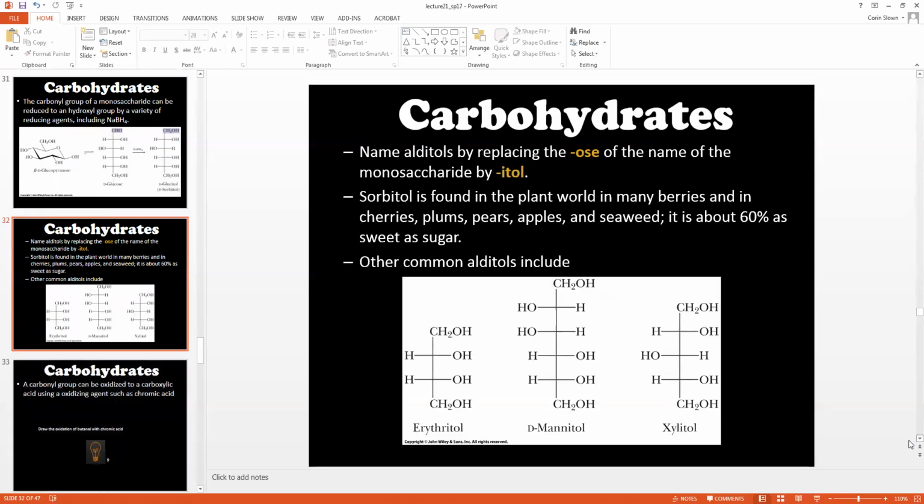We name alditols by replacing the "ose" of the name by "itol." So sorbitol is found in the plant world in many berries, cherries, plums, pears, apples, and seaweed, and it's about 60% as sweet as sugar and is often used as a sugar substitute. Other common alditols include erythritol, mannitol, and xylitol.